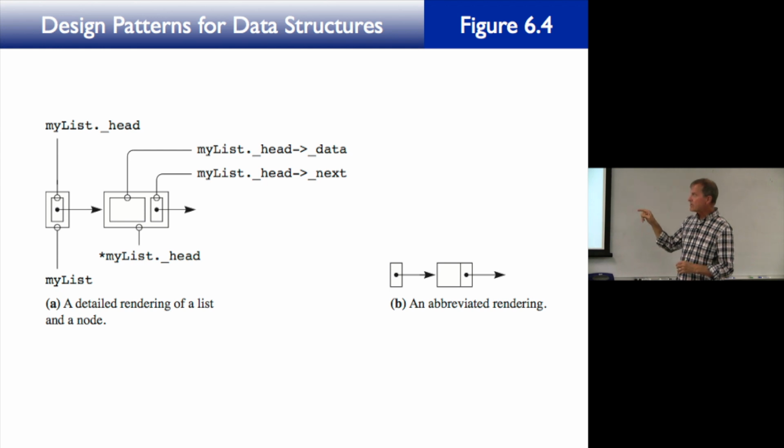And then my list dot head is a pointer, so star my list dot head is what? What it points to. Are you with me? So the big outer box on the right is star my list dot underscore head. Is everybody clear? Because that's what my list dot head points to. All right, but now here's the thing. The data part of that is my list dot underscore head arrow underscore data. And the next part of it is my list dot underscore head arrow underscore next. All right, because what is the definition of this?